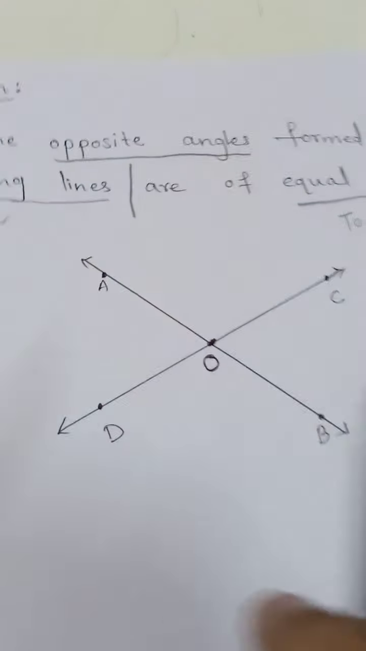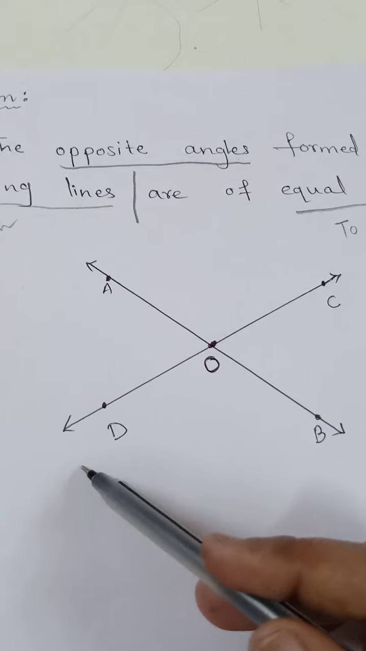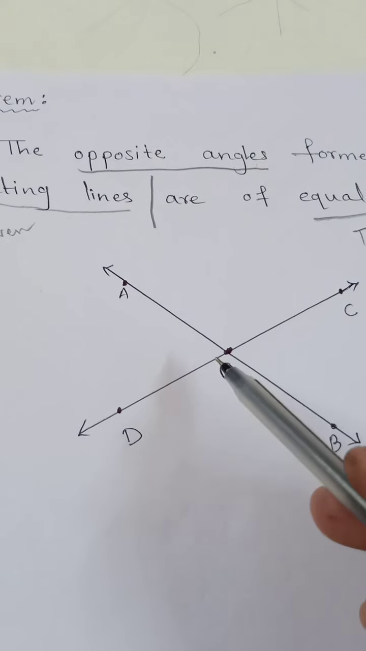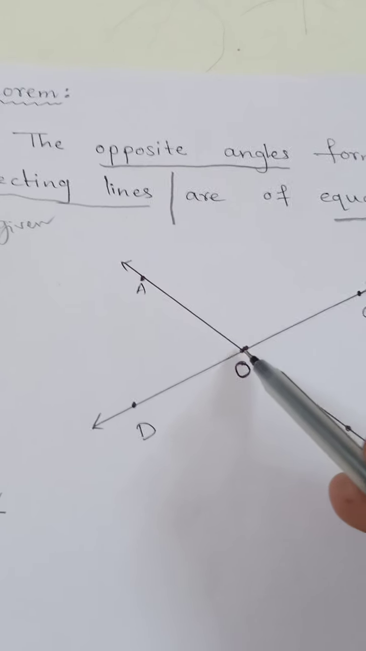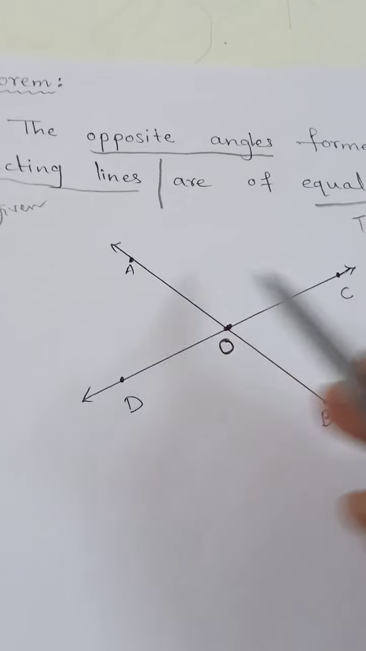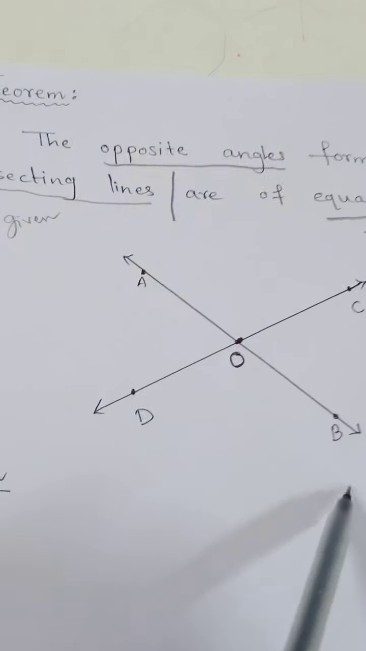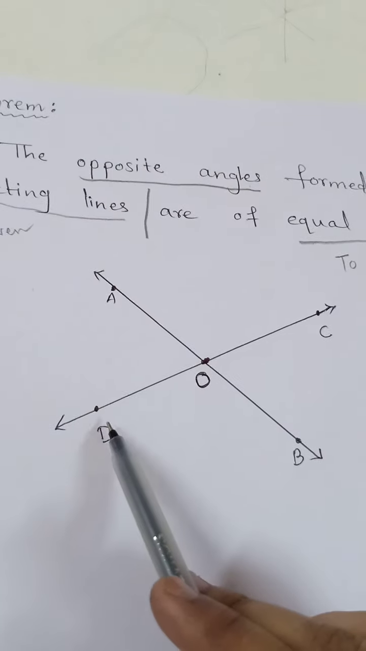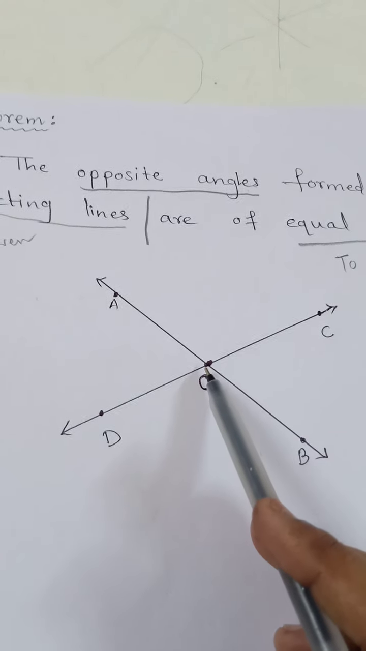Two lines. Which two lines? Lines AB and CD. What are they doing? They are intersecting each other. Where are they intersecting each other? At point O. So all these things we will combine in a statement. We can write: line AB and line CD are intersecting each other at the point O.